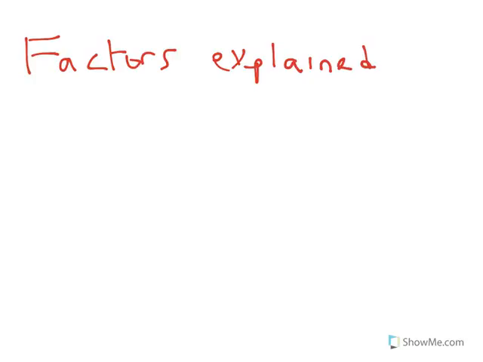Factors explained. So let's talk about what actually a factor means. A factor is basically a way of making another number through multiplication. So for example, if I have the number 6, then I could make that number by multiplying 3 times 2.